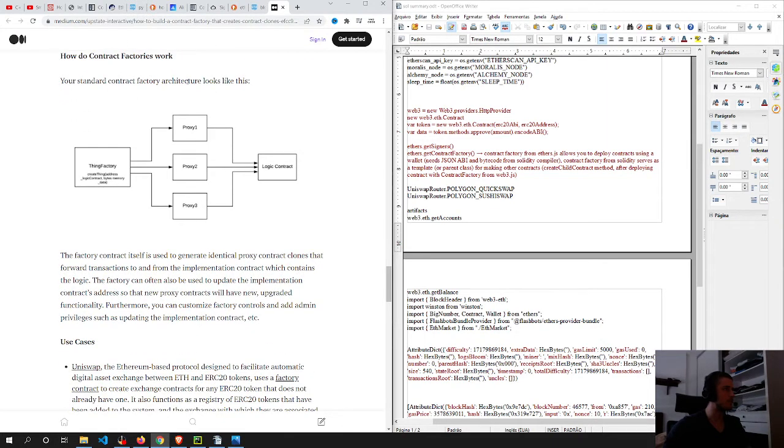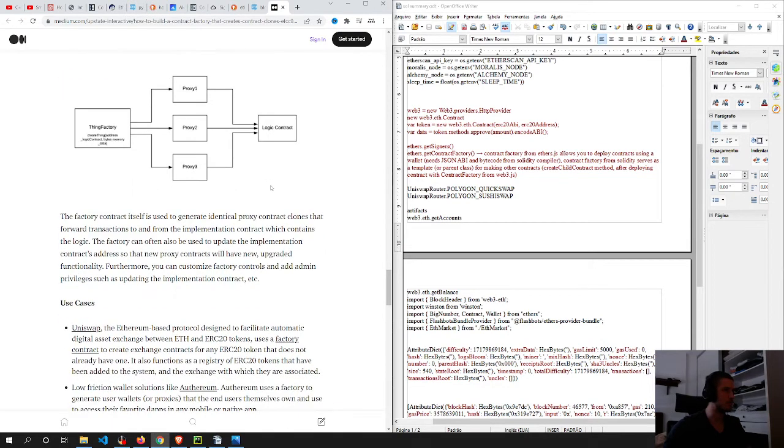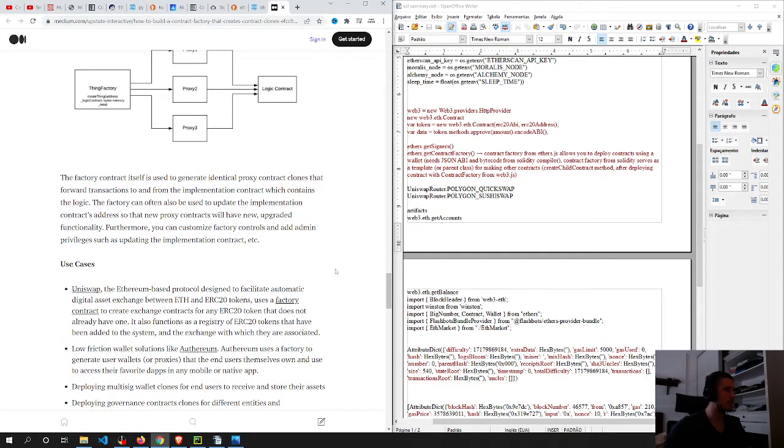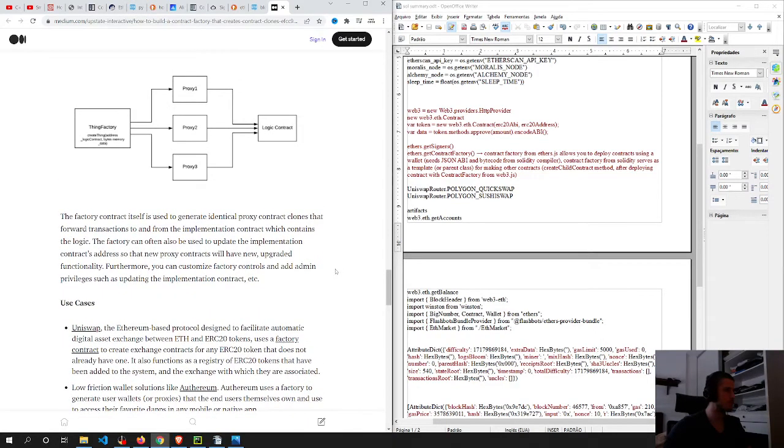Their standard contract factory architecture looks like this. So the factory, proxies, logic contract. The factory contract itself is used to generate identical proxy contract clones that forward transactions through and from the implementation contract, which contains the logic. The factory can often also be used to update the implementation contract's address so that new proxy contracts will have new upgraded functionality. Furthermore, you can customize factory controls and add admin privileges such as updating the implementation contract.